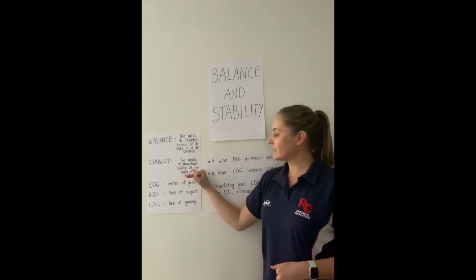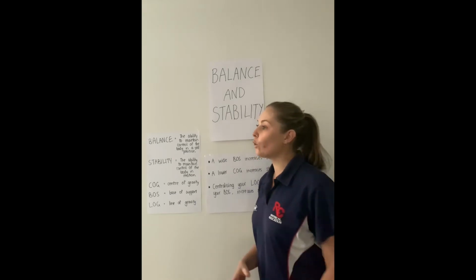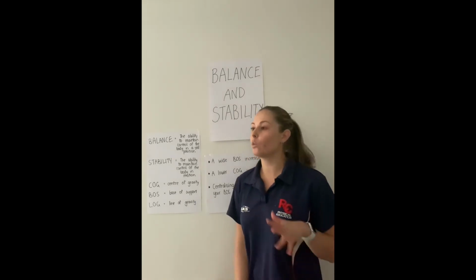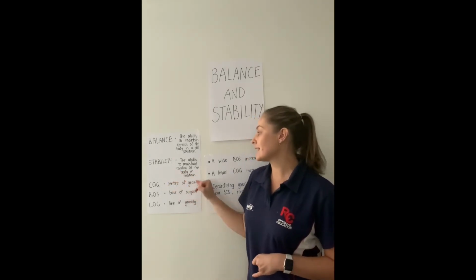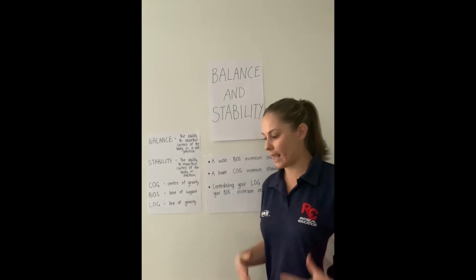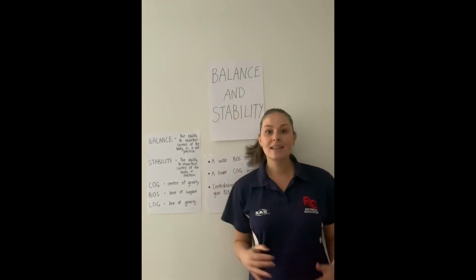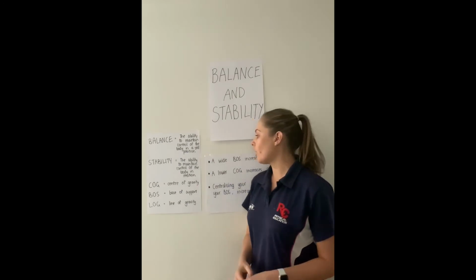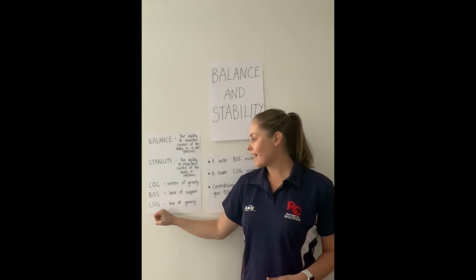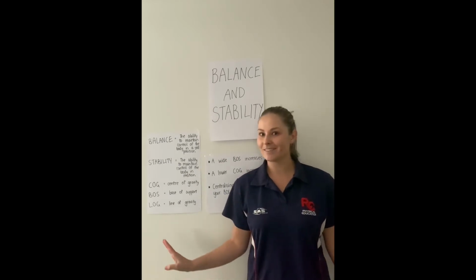Stability is the ability to maintain control of the body in motion. So as you're walking or moving, playing rugby or whatever, the ability to stay upright and not fall over. So as I'm walking, not falling over, basically, as I'm moving. With balance and stability, there are three main parts. So we've got COG, BOSS, and LOG. Those are acronyms for different things.